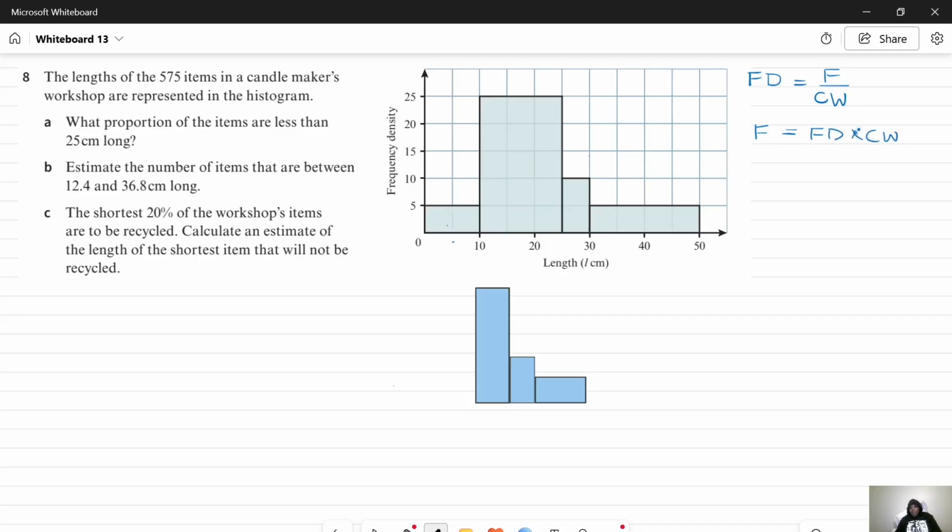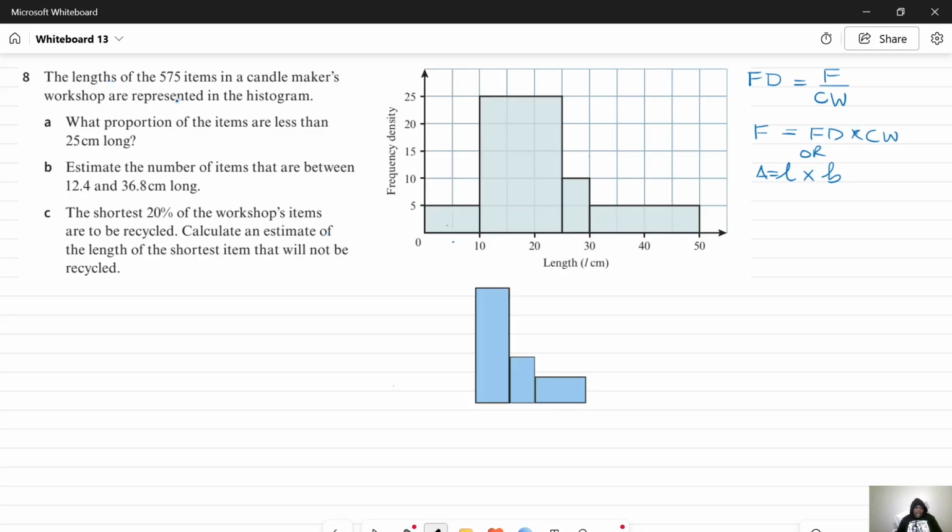Another thing to know is that when I'm looking for frequency in a histogram, it will be the area of the bar. So it is the same as length times breadth for that bar. The area of that rectangle is equivalent to the frequency for that class. Okay, so let's get to our question.